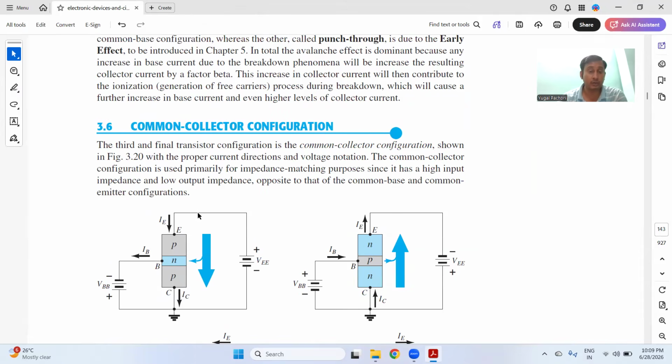And yes, I was coming to this point only. The common collector. You can see this is the C. The collector is common, the emitter is the output, and the base is the input. So here the input current is IB, the output current is IE, and the common current is IC. And this is how the transistor gets connected. This is the NPN connection, and this is the PNP connection. So whenever we are studying the transistor, we will be studying two types. One is PNP type, and another is NPN type. And I have already told you this in the previous discussion.